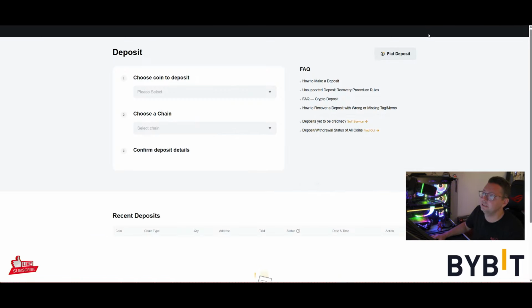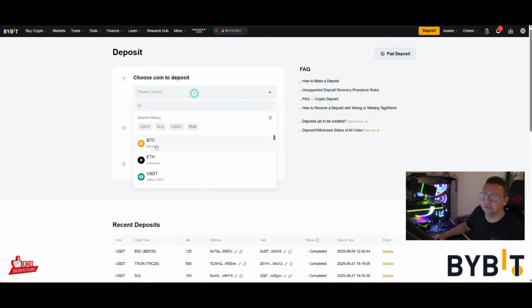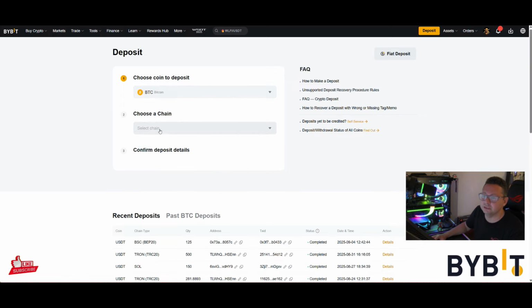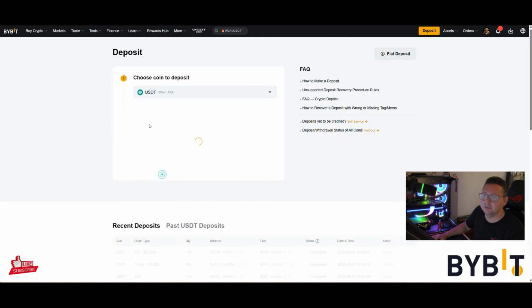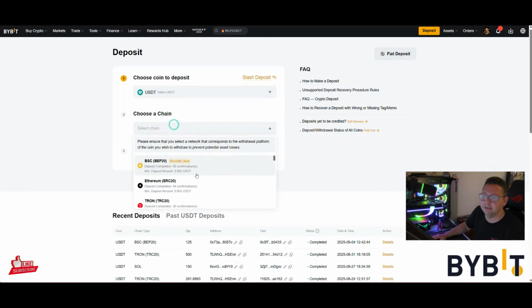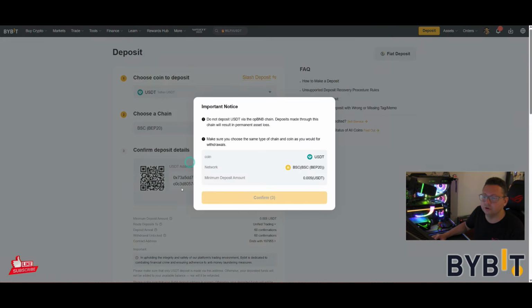If you already have cryptos and you want to transfer them over here, then of course you can just make a deposit by clicking here, deposit, and then you select the coin that you would like to deposit, for example, Bitcoin, and then the chain. For Bitcoin, it's only Bitcoin available, of course, but if you select USDT, then we have many chains available here, the Tron, the Binance, the Ethereum chain, Solana, and so on. And then, of course, you're going to get a nice wallet address of that token and network.